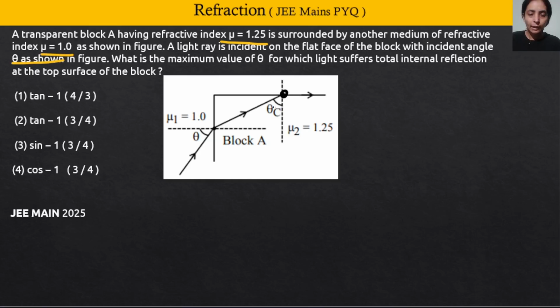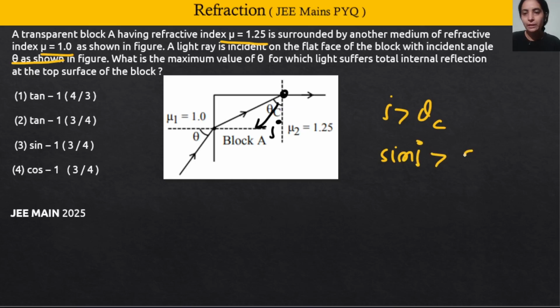ठीक है। So I mean यहाँ पे जो भी angle है, here let's say this angle is I. So this angle I should be what? It should be, I should be greater than theta c. ठीक है, we can say this, right? So sin I will be greater than what? Sin ले लो दोनों साइड, it will be greater than sin theta c. And sin theta c will be equal to what?